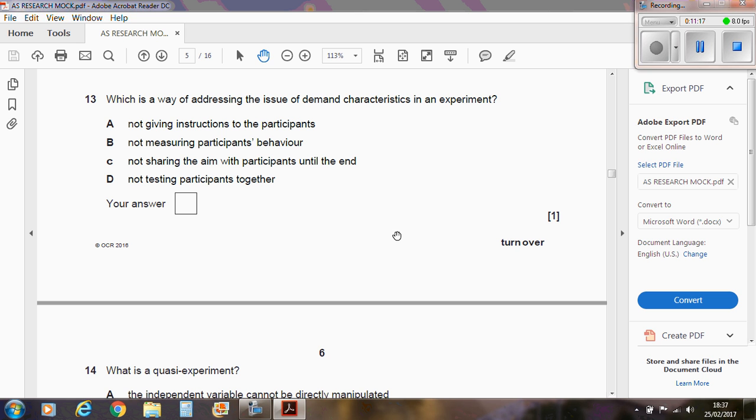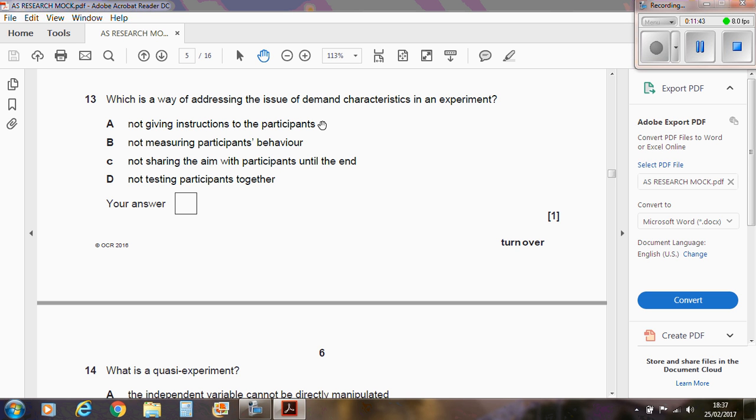Number 13, which is a way of addressing the issue of demand characteristics in an experiment. So again, another kind of process of elimination. Not testing the participants together. Well, you could do that, but is that really going to stop them from guessing what the aim is? Because they're still doing the experiment, so maybe it will reduce it a little bit, but it's not really the best way to address it.